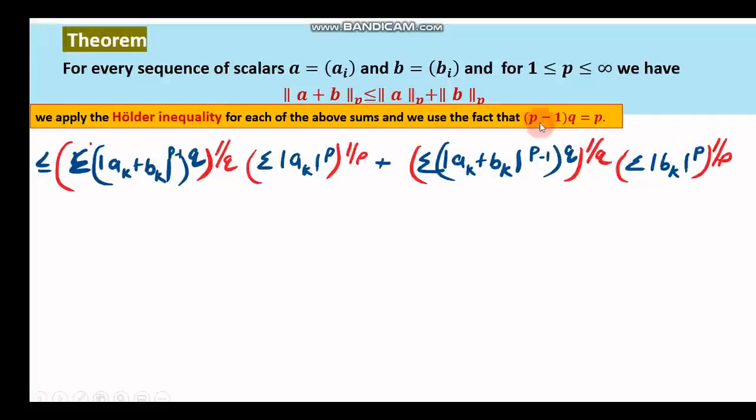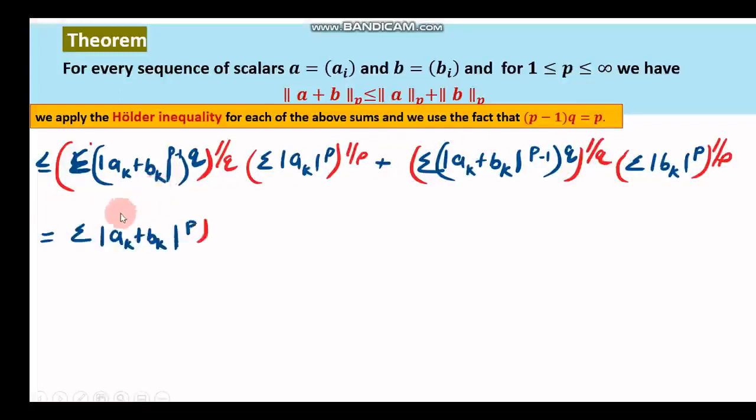Okay, now what we have is (p minus 1) into q is equal to p. You can get this from 1/p plus 1/q is equal to 1, since p and q are conjugate pairs, fractional conjugates. From this you will get it like this, right? We have discussed that before. So what we have is (p minus 1) into q will be equal to p.